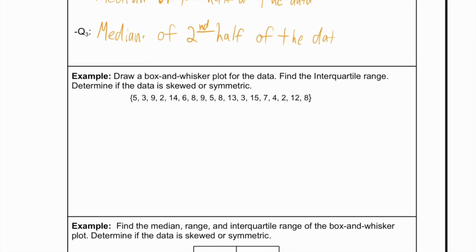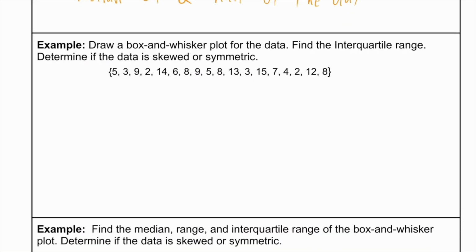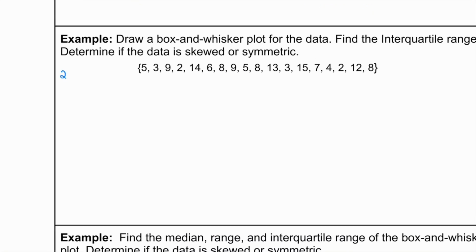So here we're going to draw a box and whisker plot of the data and find the interquartile range. Determine if the data is skewed or symmetrical, which is an idea we're going to have to talk about once we draw the box and whisker plot. So first, we actually need to establish this data as far as least to greatest. And so let's go ahead and write it down. Our lowest number here is 2, and we're going to again have 2 of them. So 2 and 2. And then we're going to have 2 3s. So 3 and 3. And then 1 4.